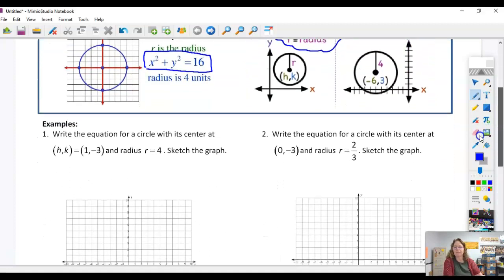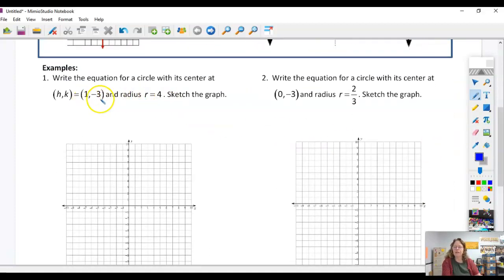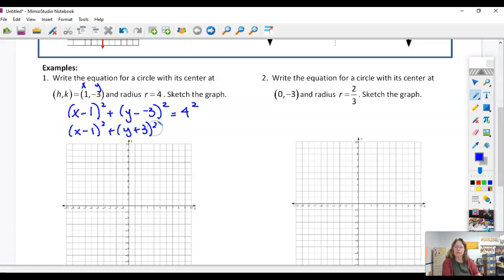Let's go ahead and do some examples ourselves. So we have our h and k. We have our center of the circle. We have the radius of 4. So we'll put x minus 1, the quantity squared, right? Because we have x and then we have y. And then plus y minus a -3, the quantity squared, equals 4 squared. Now I am going to go one more step and simplify that out because that's not very pretty. So that'll end up being y plus 3, the quantity squared, equals 16. So that's our standard equation of a circle.